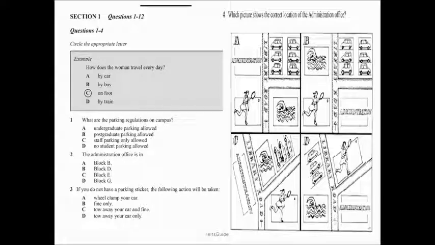Now turn to section 1 of your question booklet. Section 1. You will hear a student inquiring about parking facilities. First, look at questions 1 to 4. For each of the questions, 4 alternatives are given. Decide which of the alternatives, A, B, C, or D best fits what you hear on the tape, and circle the appropriate letter.